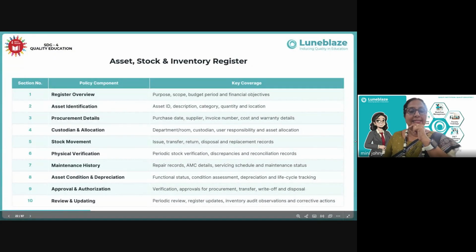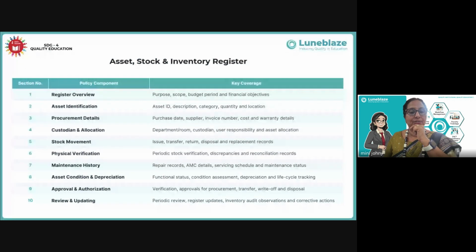Yes. Asset, stock, and inventory register. What are the key components? Please take note of this, okay? Clearly explained. Thank you, Lakshmi.